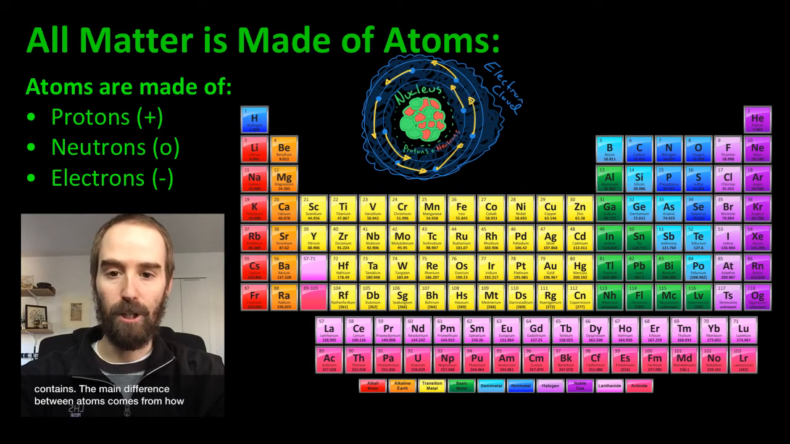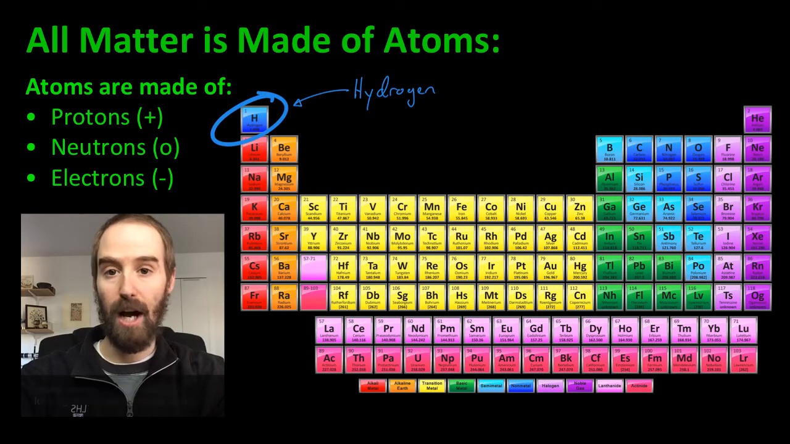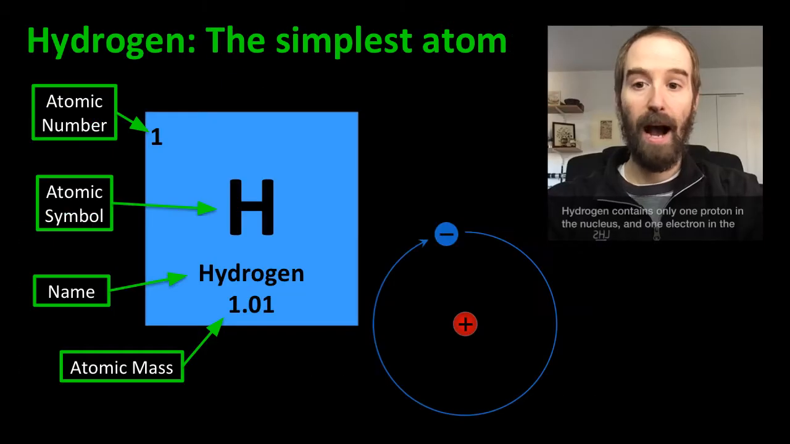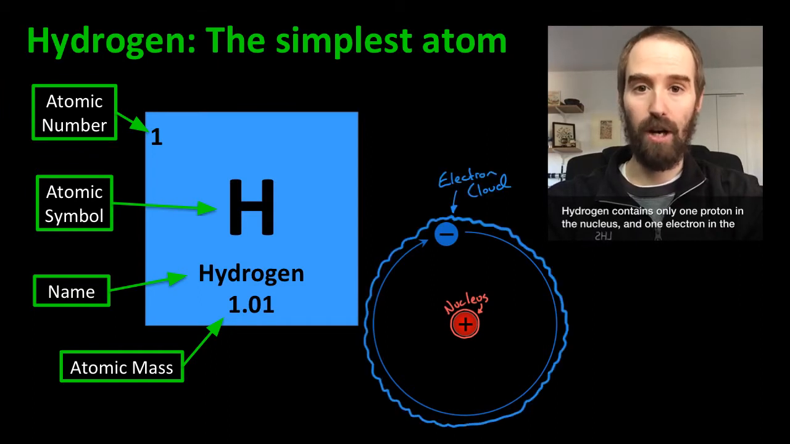The main difference between atoms comes from how many protons they have in the nucleus. This is kind of the defining feature of an atom. And as we read the periodic table from left to right and top to bottom, the number of protons in the nucleus of those atoms increases. Let's start by looking at hydrogen, the first element on the periodic table. Hydrogen contains only 1 proton in the nucleus and 1 electron in the electron cloud that surrounds the nucleus.